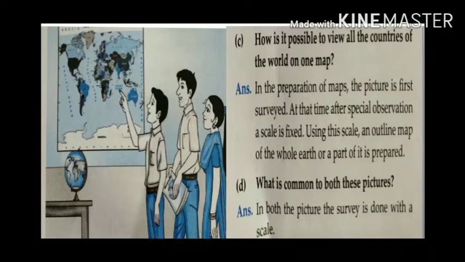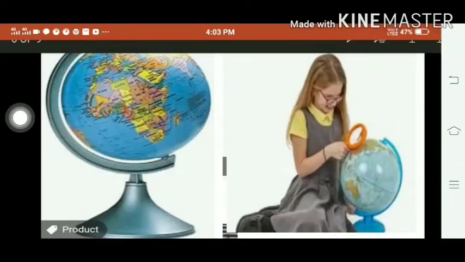What is common to both these pictures? Both means the first picture, the painter, as well as this picture. In both pictures, the survey is done with a scale, and that is what we are going to study in this chapter, that is map scale. We obtain information about the earth or some specific part of it from a globe or a map.